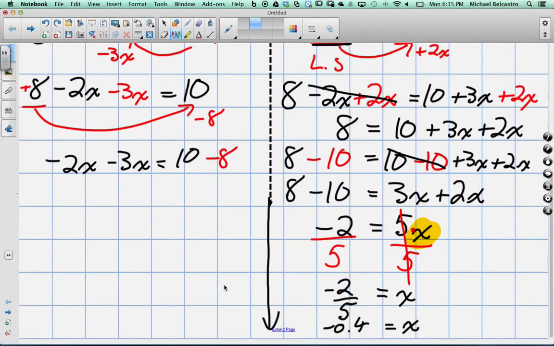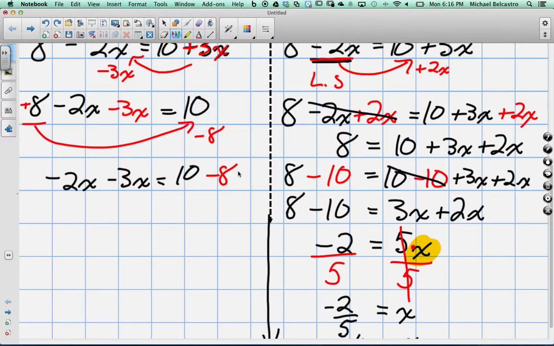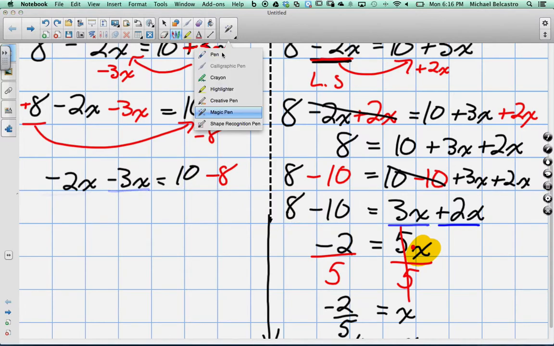Same idea. I want to show you how similar this is. This says 10 minus 8. This said 8 minus 10. This is negative 2x, negative 3x. This is positive 3x, positive 2x. So very close, except all the operations are backwards. And that's just because we went to different sides. It's actually going to all pan out in the end.